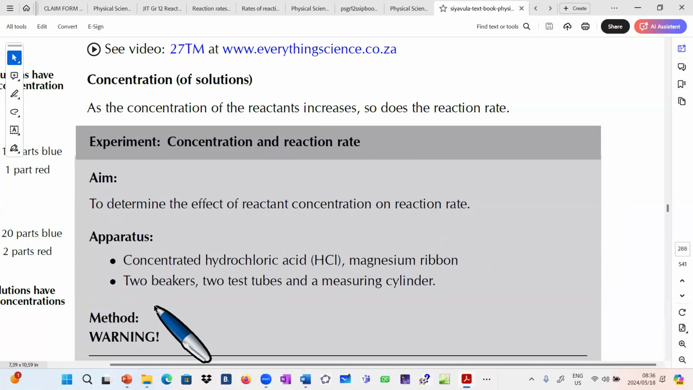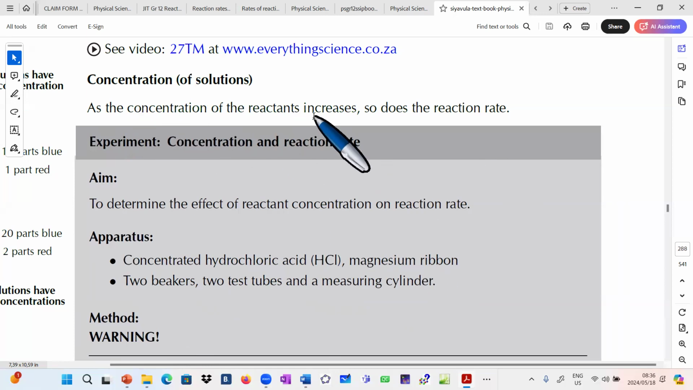And obviously, in this experiment we can use concentrated hydrochloric acid, HCl, and magnesium ribbon as well. So we're using HCl with magnesium ribbon as a solid, and two beakers, two test tubes, and a measuring cylinder. But at this point, the aim is not to look at the experiment, but to really look at concentration itself, how these questions are asked, and how we answer questions in the exam.